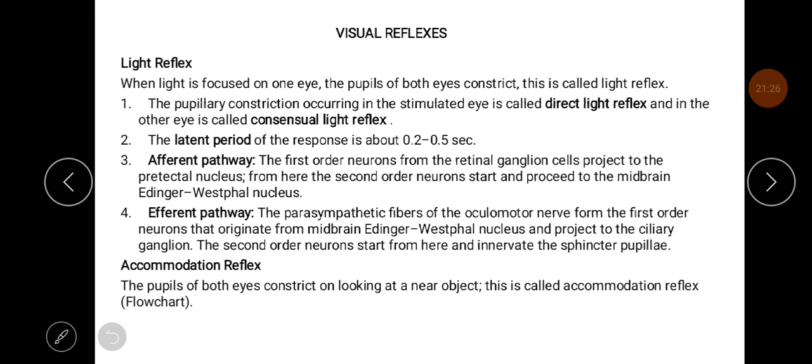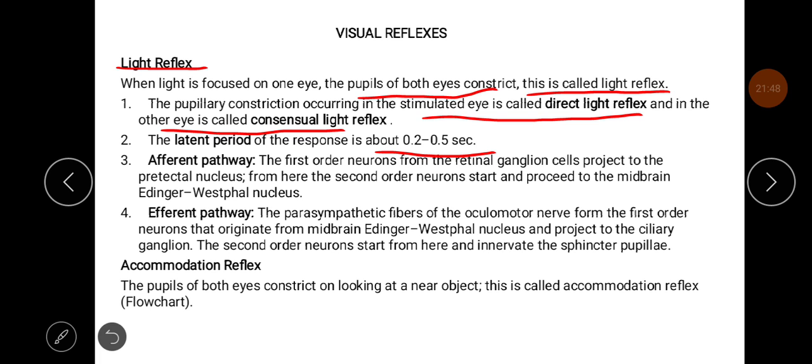Visual reflexes, light reflexes. When light is focused on one eye, the pupils of both eyes constrict, so this is called the light reflex. The pupillary constriction occurring in the stimulated eye is called the direct light reflex, and in the other eye it is called the consensual light reflex. The latent period of the response is 0.5 seconds.